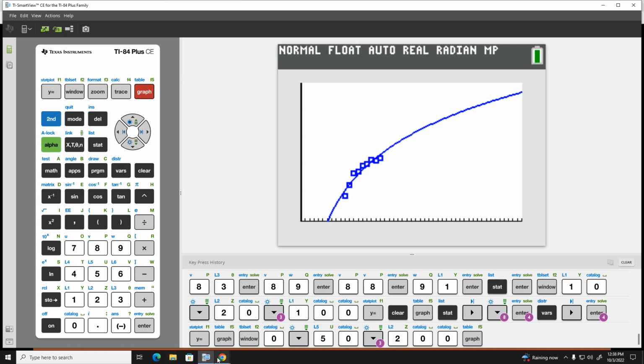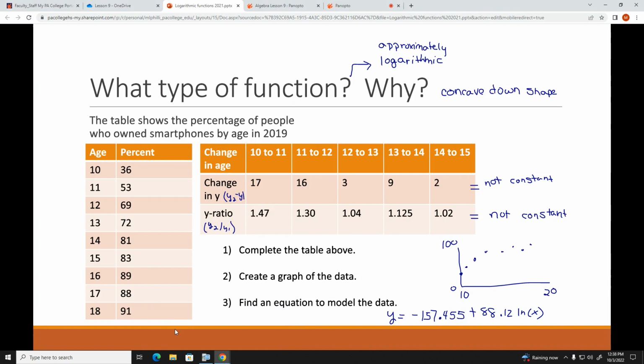So going back to what we were asked and what we would be looking for: when I see a concave down shape, I can approximate that with a logarithmic function. The logarithmic function in my calculator is going to be option number 9 on that list, and that is going to give me the natural log regression, which gives me this function that includes the natural logarithm in it and gives me a concave down shape.